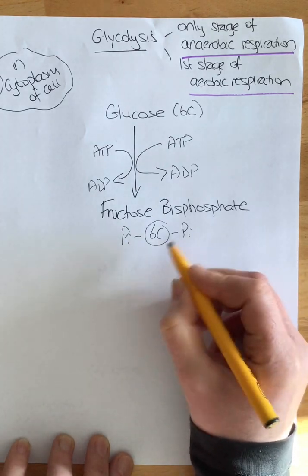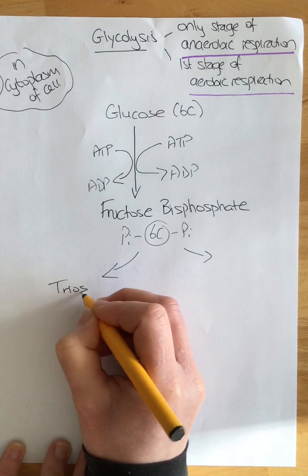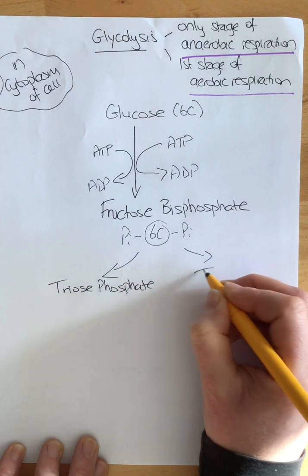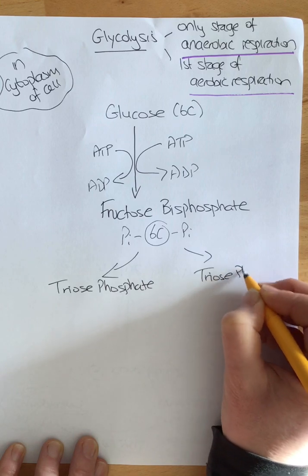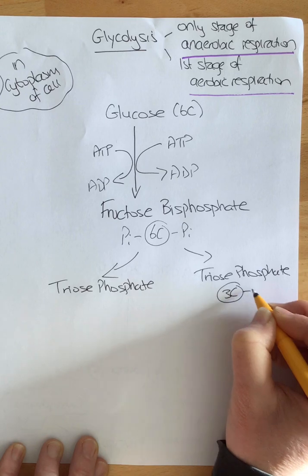This is, as I say, a very unstable compound, and it quickly splits up into triose phosphate. So triose stands for 3. So we have 2 3-carbon compounds called triose phosphates that each have a phosphate attached to them.